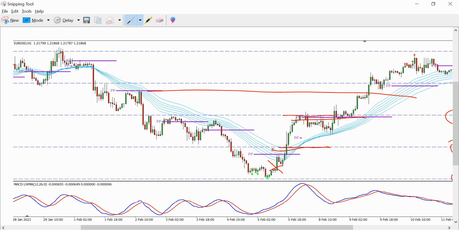But then in terms of my entry, there are many ways you can enter, but the easiest one probably for new traders is a break of the MA line. You can see here that price hasn't touched this MA, the 60 period MA, until the close of this bar over here.